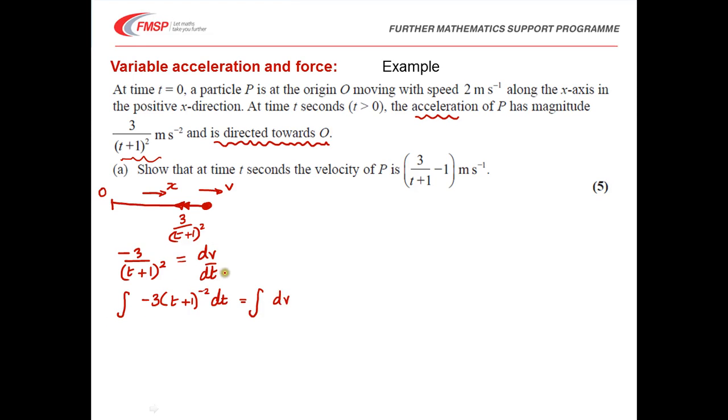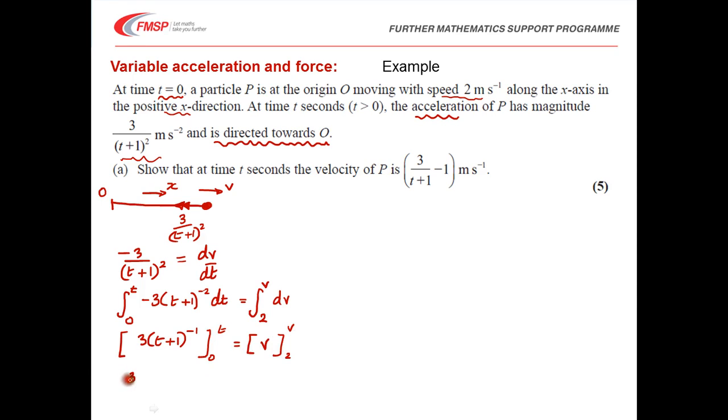Again, I can put some limits onto here. I know that when t is 0, the particle is at the origin. Well, that's no use to me here, but it's moving with speed 2 along the x-axis in the positive x direction. So I know that when t equals 0, v is positive 2. And I'm interested in finding a general velocity at a general time, so those are my top limits there. Perform the integration on each side, and on the left hand side I'm going to get 3 (t plus 1) to the minus 1 between 0 and t, and on the right hand side v between 2 and v.